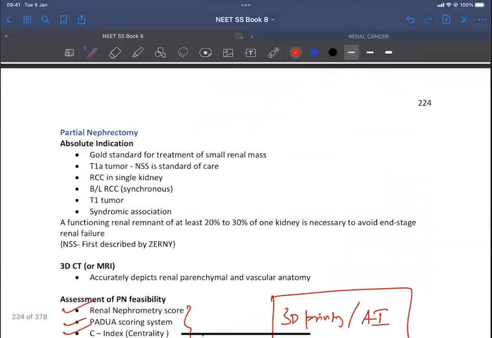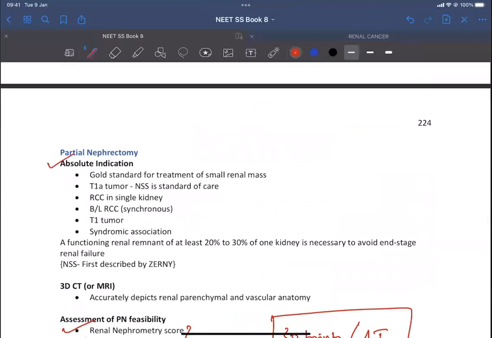So when do you do partial nephrectomy? For any small renal mass, the gold standard is to perform a partial nephrectomy. It is now clear that radical nephrectomy is an excessive treatment for a small renal mass, where it's feasible for partial nephrectomy. If you don't have the expertise to perform a laparoscopic or robotic partial nephrectomy, it is in the best interest to even do an open partial nephrectomy rather than do a laparoscopic radical nephrectomy. So for a T1a tumor, which is less than 4 centimeters, that is the standard of care.